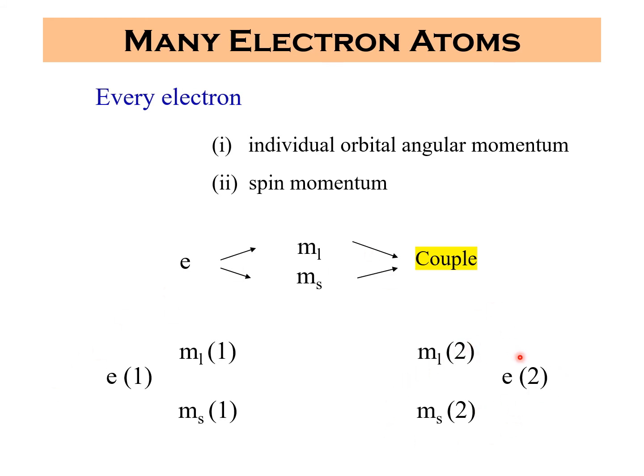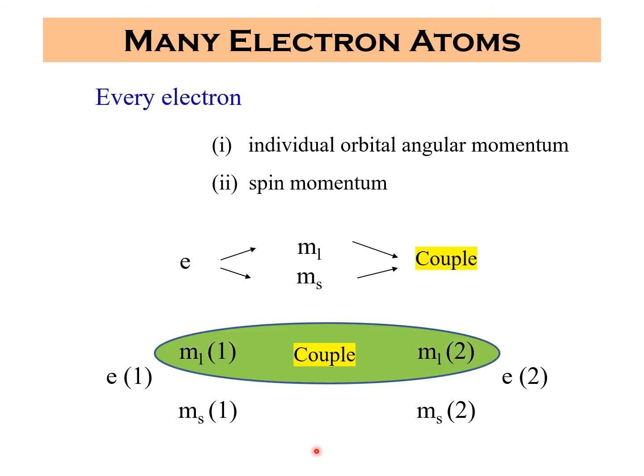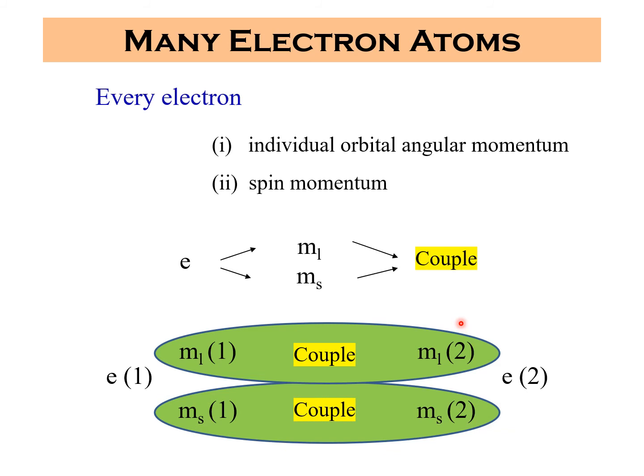When these two electrons reside in the same atom, there is a possibility that their angular momenta will couple or interact with each other and generate a resultant angular momentum. Similarly, the spins will also couple and generate an overall resultant spin quantum number. Again, these resultant angular momenta can couple, so ultimately we get the resultant spin and orbit coupling quantum numbers.